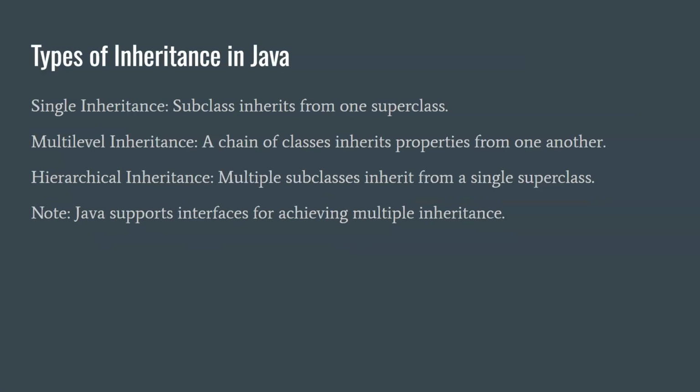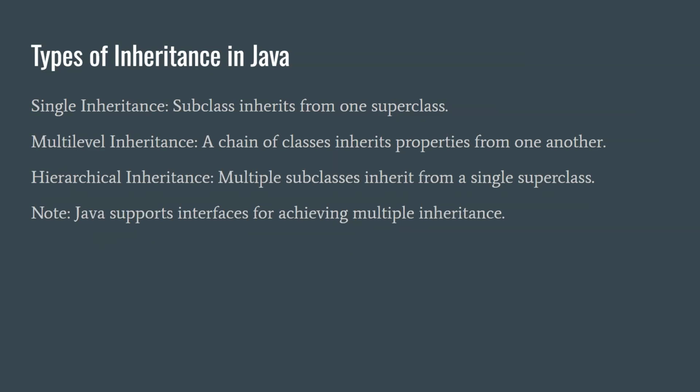Types of inheritance in Java. Java supports several types of inheritance, and they allow us to structure our programs in various ways. First one, single inheritance, is when a subclass inherits from one superclass. This will be the most common one that you will see in this class.